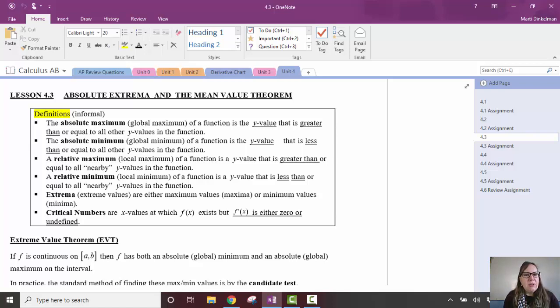And then finally, critical numbers. That is where the derivative is either 0 or undefined. We're going to use those critical numbers to find our maximum and minimum values.